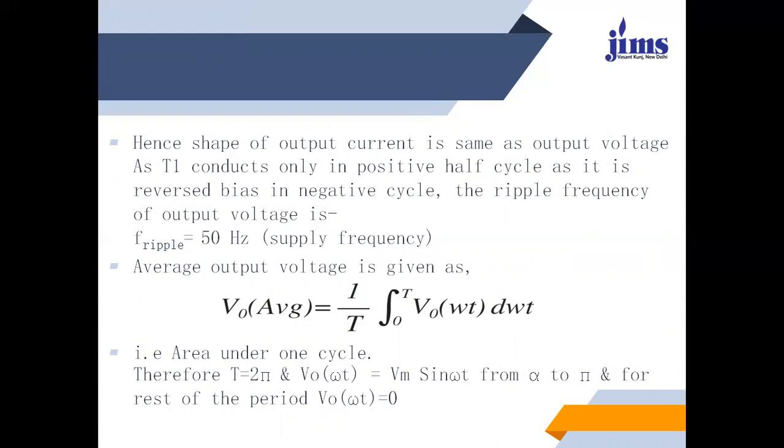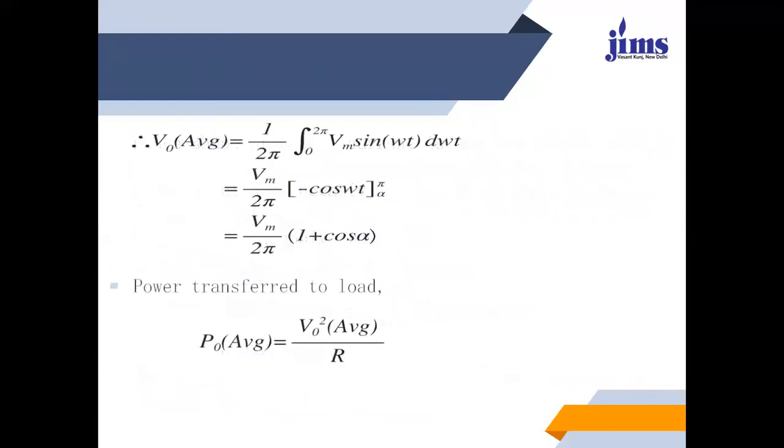Average output voltage is given as V output average equal to 1 upon T, integral of V0 d(omega T). That is the area under one cycle. Therefore, T will be 2 pi, and V output of omega T equals Vm sin omega T from alpha to 2 pi, and for the rest of the period it becomes 0. If we are measuring the V output average, we just have to integrate the input signal, and we get the output voltage as Vm upon 2 pi into (1 plus cos alpha).